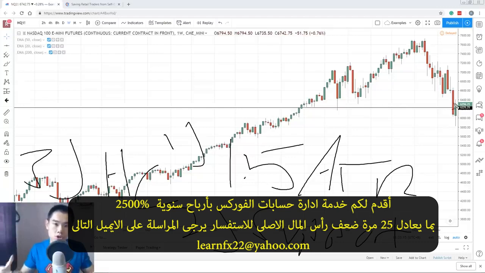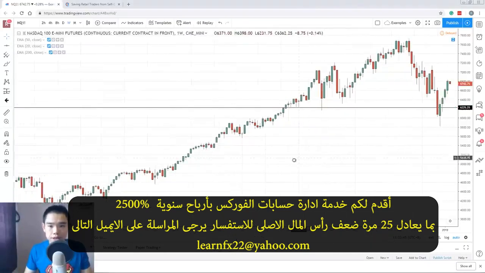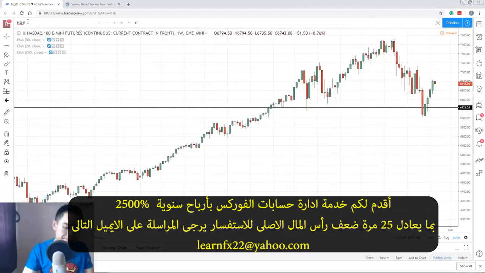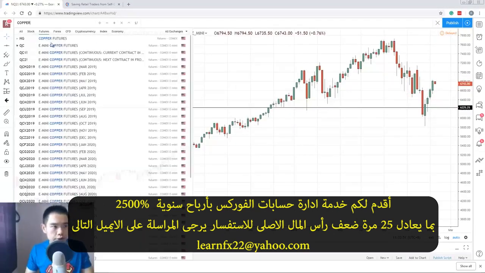So this tells you that there's a good chance the market could possibly reverse higher because you have quite a number of factors in your favor. So this is what I mean by how you use the ATR indicator to identify trend reversal. In this case, the market had quite a nice bounce. One more example. Let's have a look at copper futures.